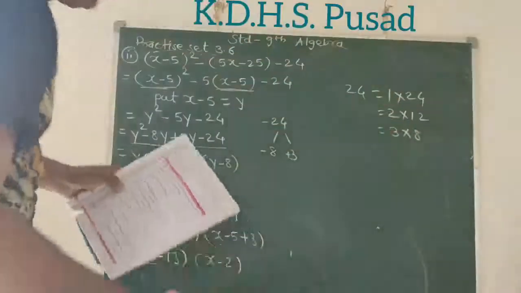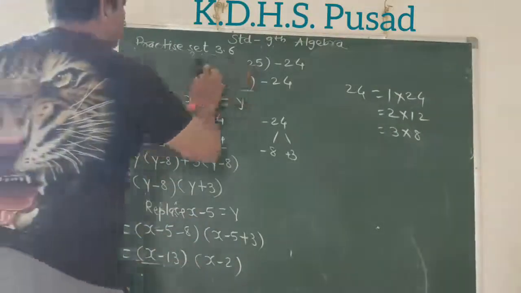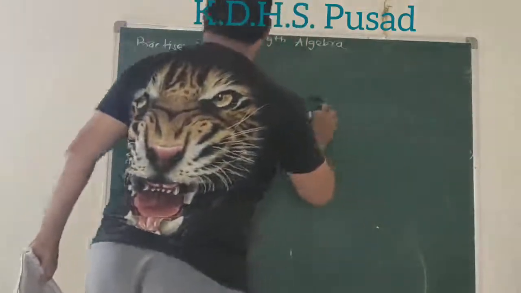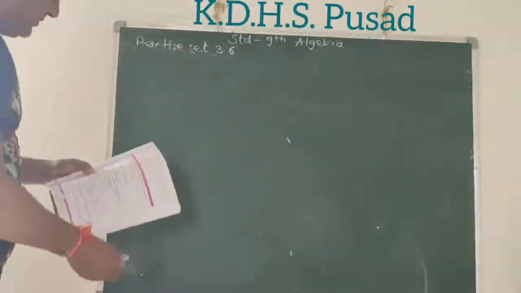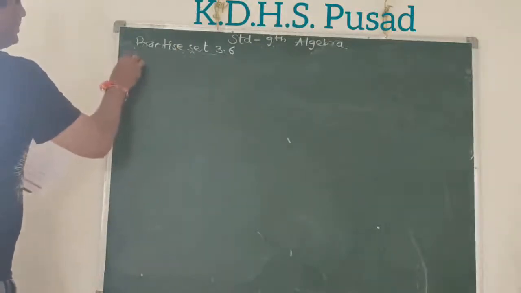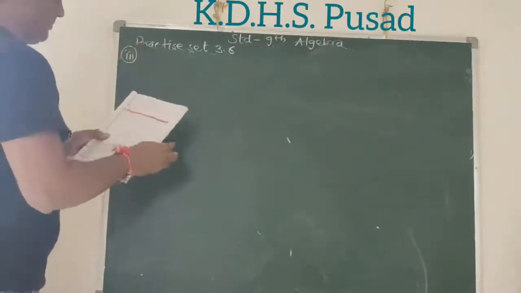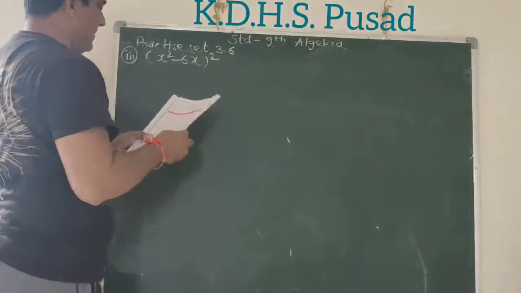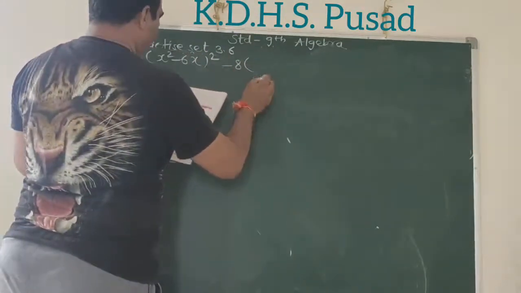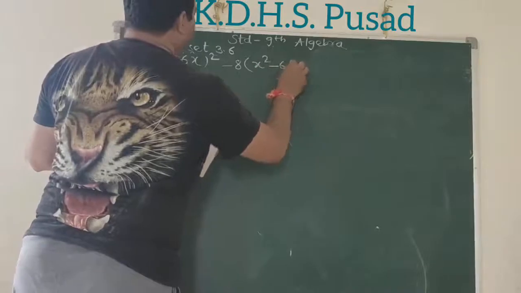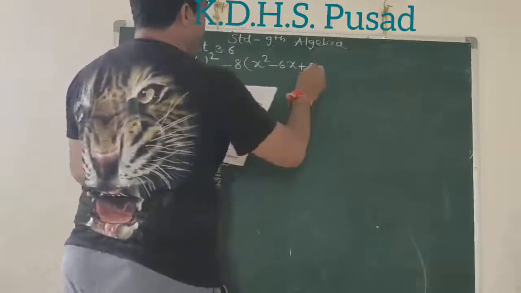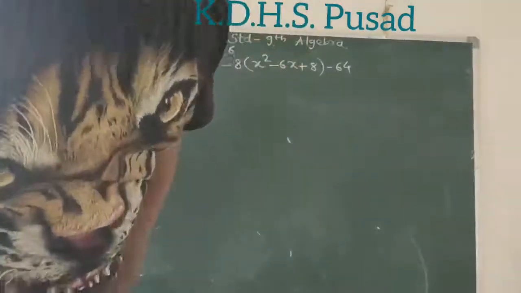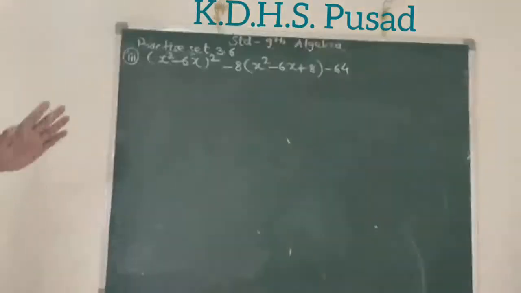Now we proceed further. From 3.6, I am considering question number 3. X square minus 6x whole square minus 8 into (x square minus 6x plus 8) minus 64. If we read the question from the starting, we get confused. It is a lengthy question, but don't get confused.